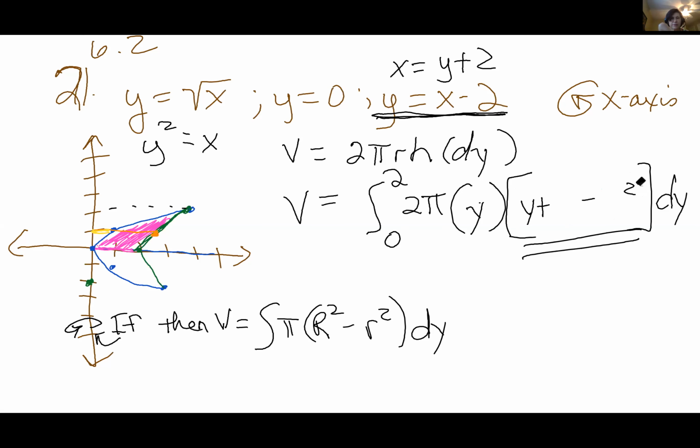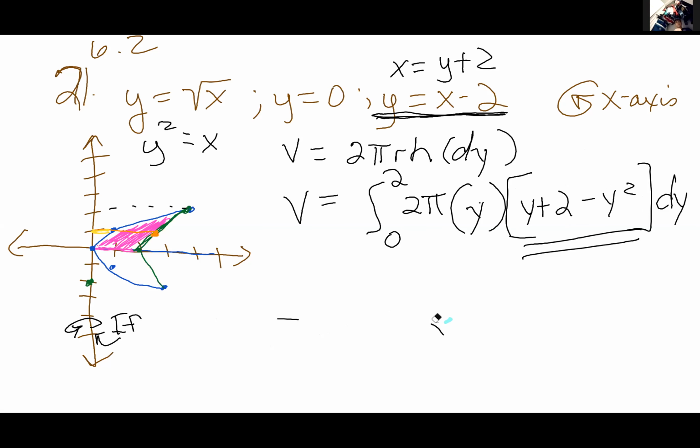Well, let me put back what else disappeared that I didn't want to. Y plus 2 minus y squared. Okay, what would you do now, guys? Just integrate, right? Oh wait, do we? No, we haven't done that yet. We haven't taken out the 2 pi and integrated yet.